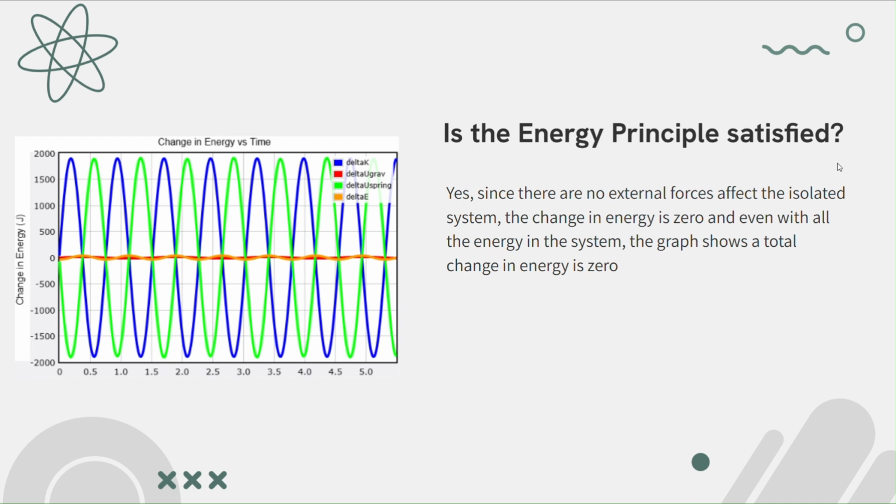Is the energy principle satisfied? Yes, since there's no external force affecting the isolated system, the change in energy is 0, and the graph shows a total change in energy here, which is 0. Our delta E is the orange, and the line is flat.